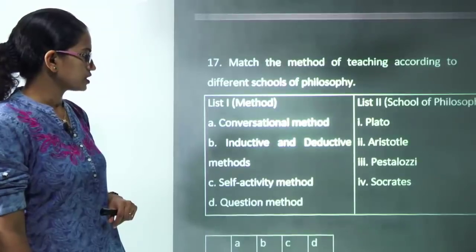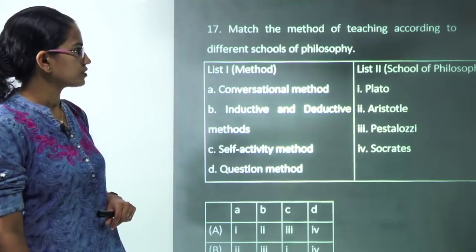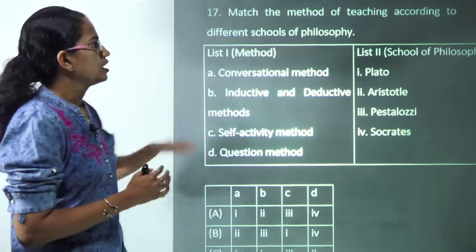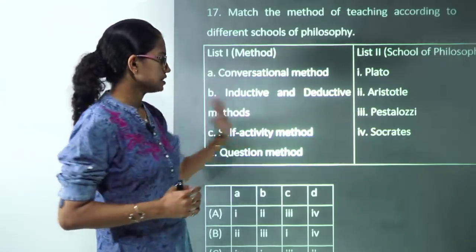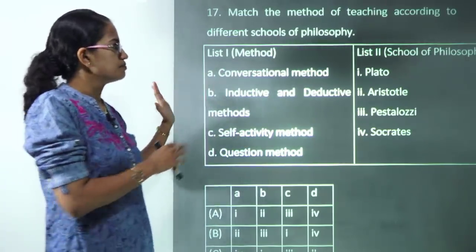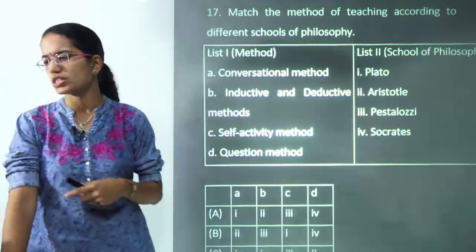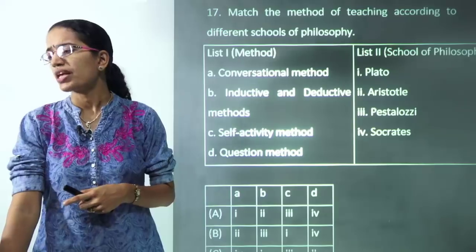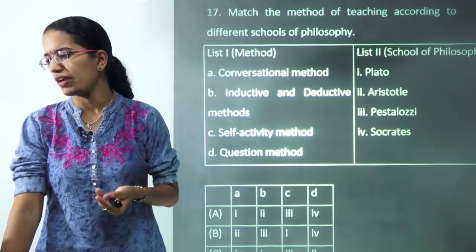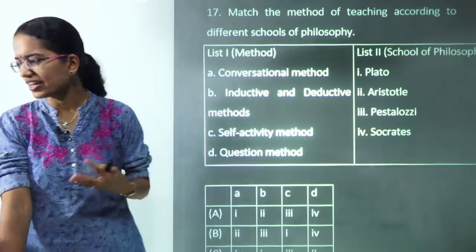Coming on to the next question, you have a kind of match the following question. So which school of philosophy is related to which method is the question here. Now this is again a very conventional question that's there for your NET examinations. So again, as I said, this is more to revise and remember, less to read and understand.